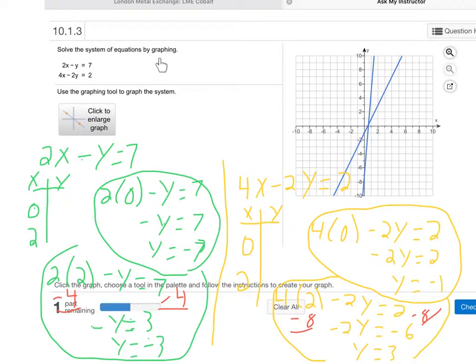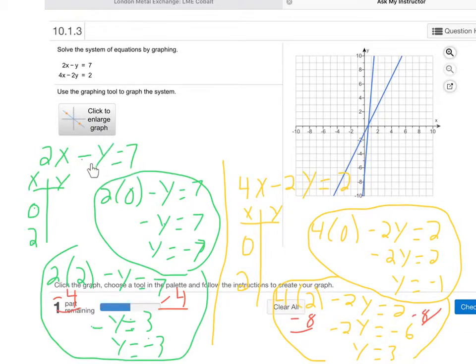You want to solve this system by graphing. You have two equations here. You need to come up with solutions for them, plot the points, and draw the lines. So the top equation I'm writing in green, 2x minus y equals 7.